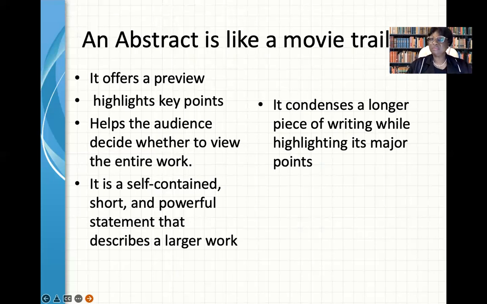When you are writing a thesis or a research paper, some have almost 800 pages, 1,000 pages, 500 pages, or 200-something pages. Some people don't like to read so many, but this one, the abstract, is very short, a self-contained, very powerful statement you are making here, and it describes a larger work. It condenses a longer piece of writing while highlighting its major points. That is what an abstract does.